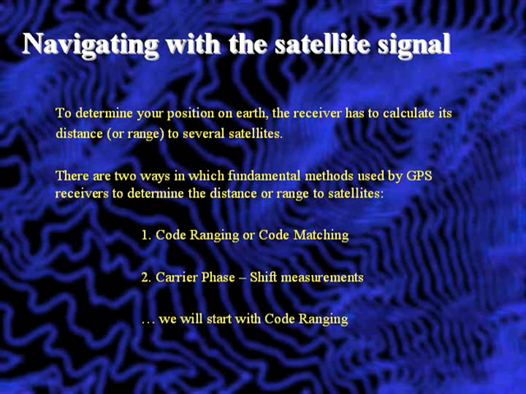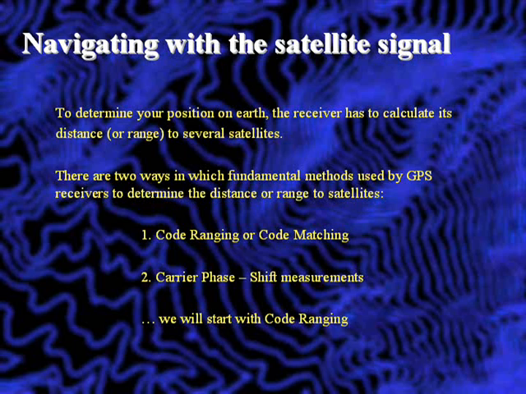What do you think that will use? The codes, right? And then we have the second one, which is carrier phase shift measuring. And what does that use? The carrier phases, right? So that's basically our 2 approaches to determine when that signal left the satellite. Then we can measure the time it took to our receiver. Then we can measure the distance between our receiver and the satellite, right? That's our big task here.